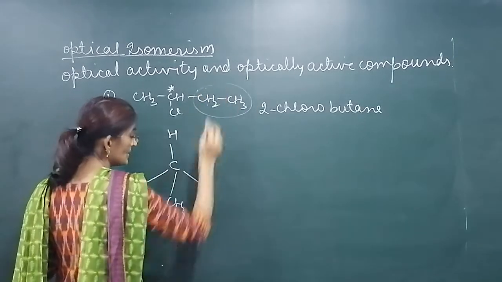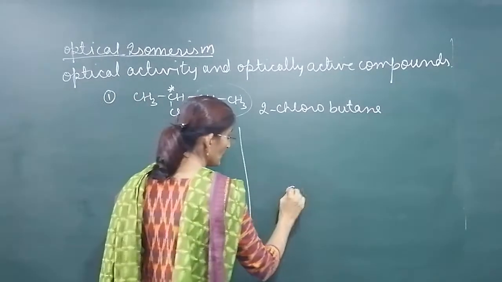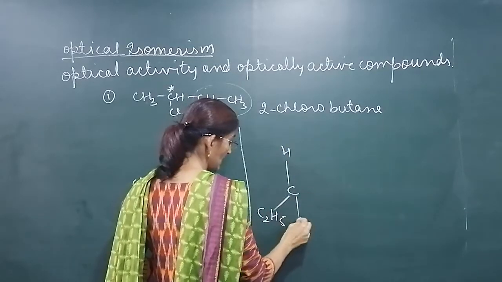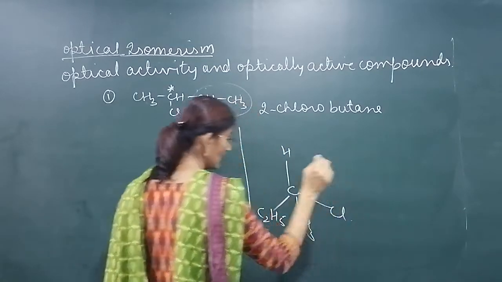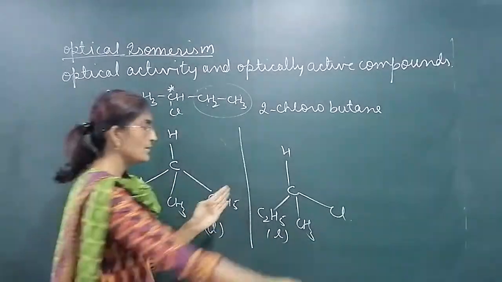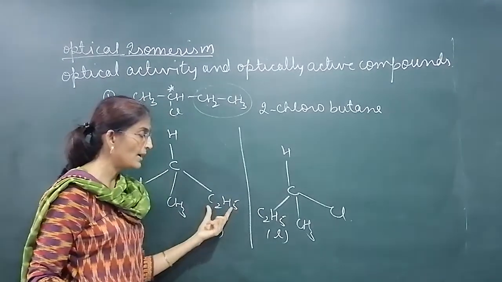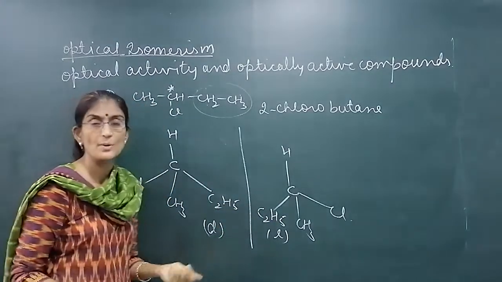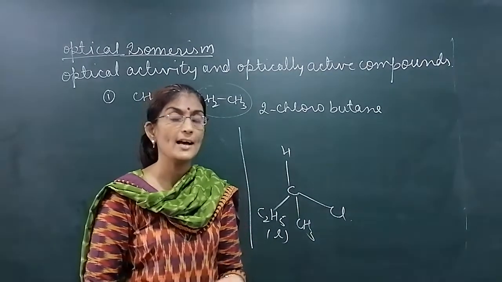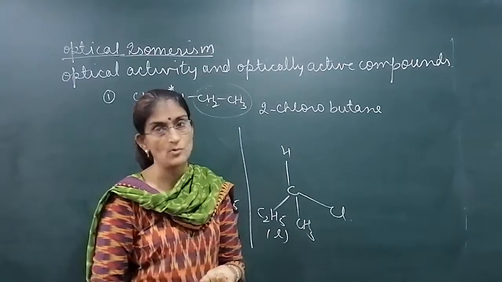If you combine them, it is C2H5. If we keep a mirror, then its mirror image will be non-superimposable. C2H5, here H, here methyl, and here Cl. One will be dextro, other will be levo. Non-superimposable mirror image. If you pick one up and place it on the other, they do not superimpose. Cl comes over ethyl, ethyl comes over Cl, so they do not superimpose. If they are not superimposable on each other, we can say that they are optical isomers. One is dextro, other one is levo.